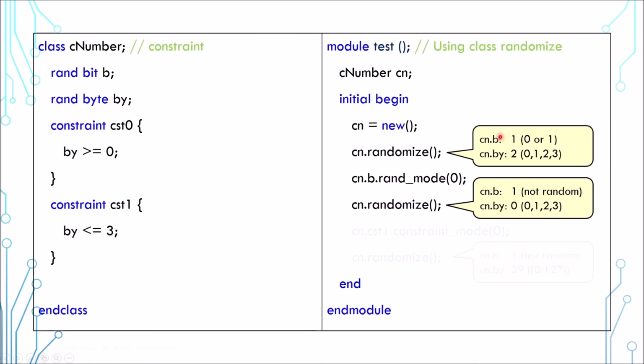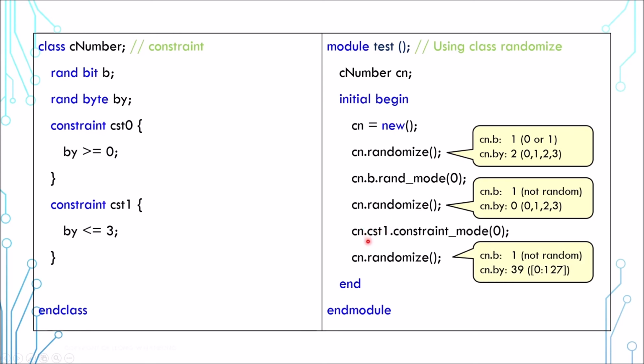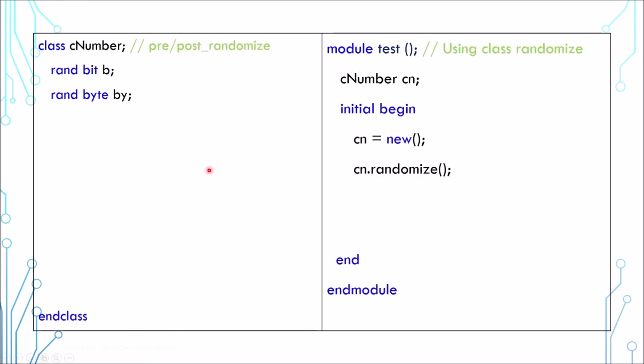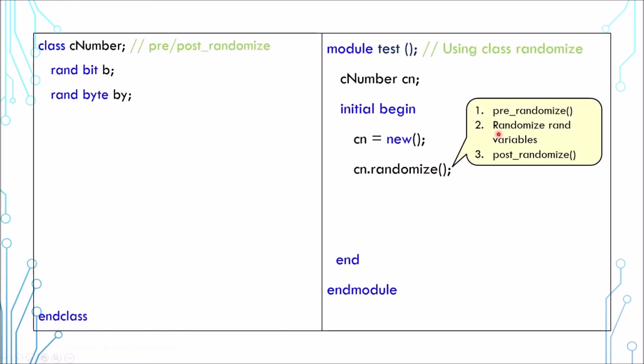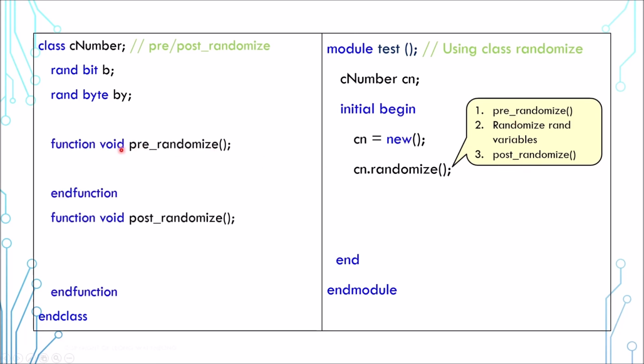Similarly, a constraint can be turned off as well. The example here turned off CST1. If you run randomize again, the byte can be larger than 3. If we look into the randomize function, it does 3 things. Pre-randomize, randomize the rand variables, and finally post-randomize. Pre and post-randomize by default do nothing, but you can override them in the class.